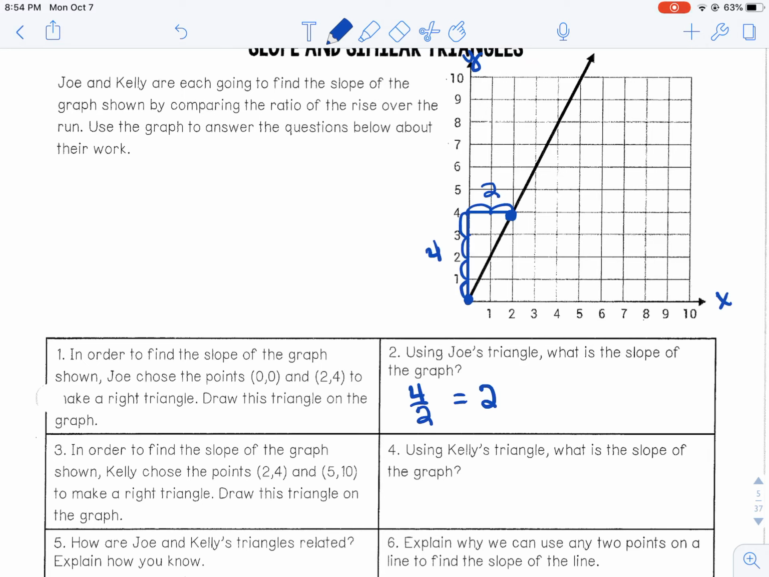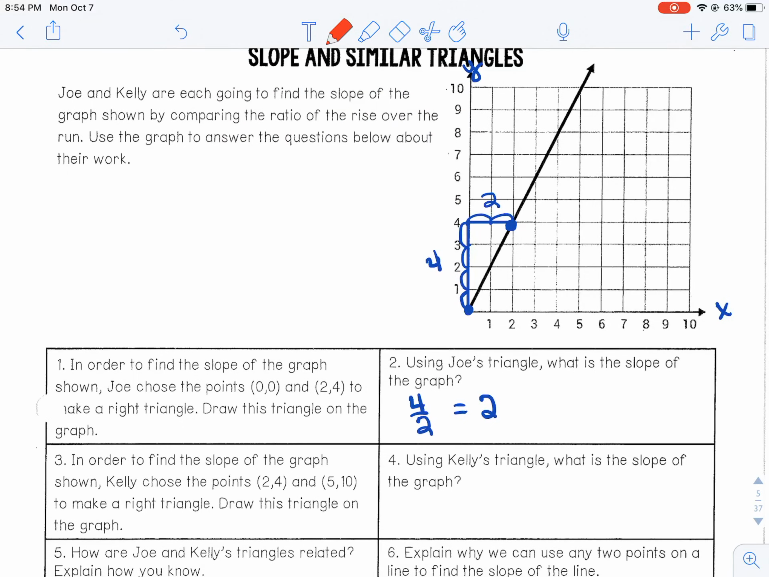Okay, using Kelly's triangle, what is the slope of the graph? So Kelly's using points (2, 4) and (5, 10). I'm going to change colors. Okay, so (2, 4) is the same one that Joe used, but (5, 10) is way up here. It is not the same one that Joe used. So let's create our triangle.